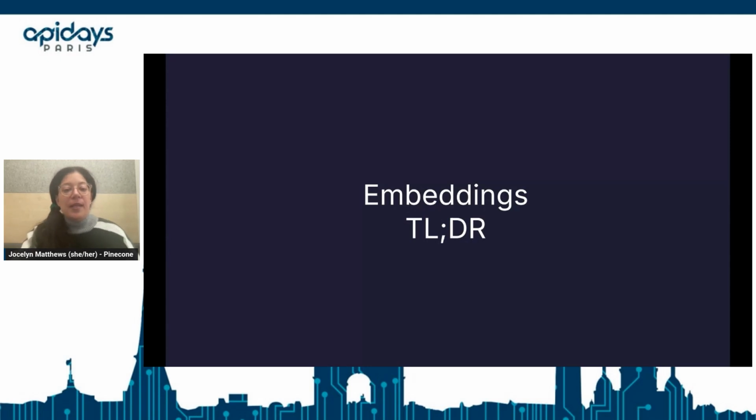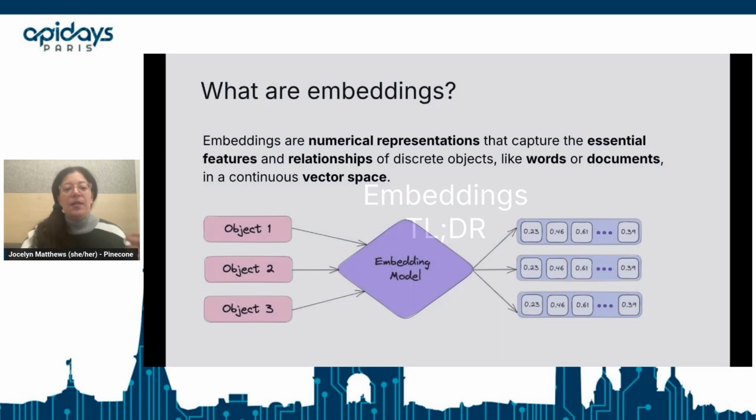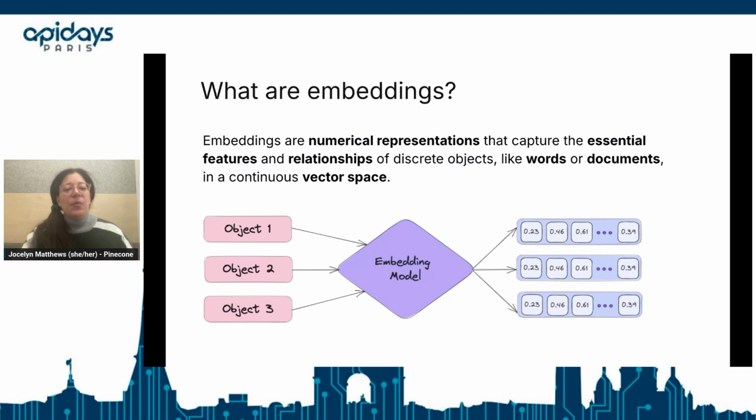So what is the TLDR? I'll tie this back to our initial slide because I read that through, but hopefully it resonates a little bit better now after this discussion. So what are embeddings? We've seen that embeddings are a long list of numbers. They're numerical representations, with each number representing a dimension in a high dimensional space. That's the first part. And those numerical representations capture the essential features and relationships of discrete objects.